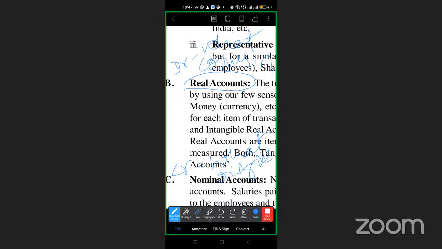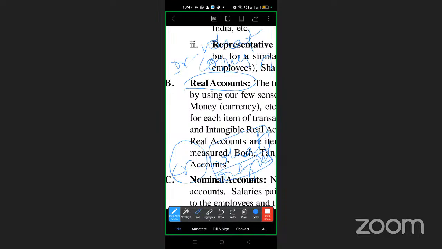So always remember, whenever we are talking about personal account, real account, nominal account, you have to think from the perspective of the business. Here it is my business. So in my business, whenever I am selling a bag, is the bag coming into the business or going out of the business? Going out of the business. So whenever anything goes out that we can touch and see physically, we will credit it.